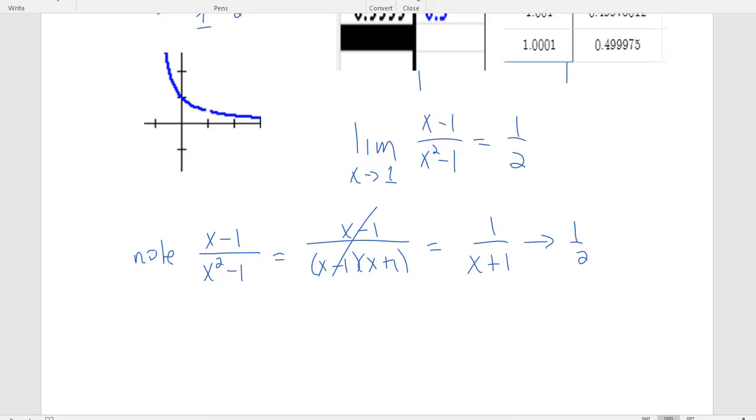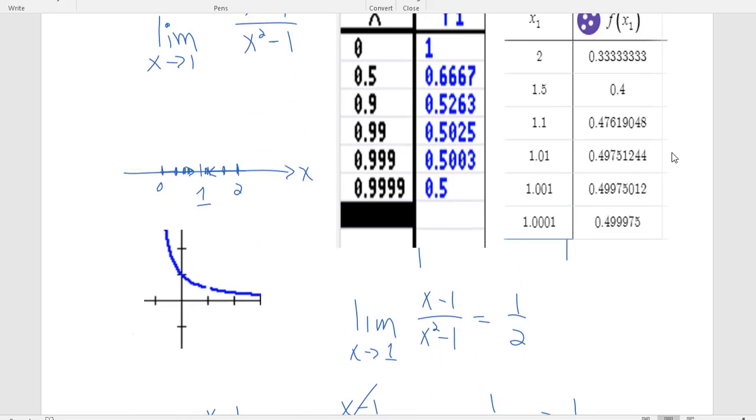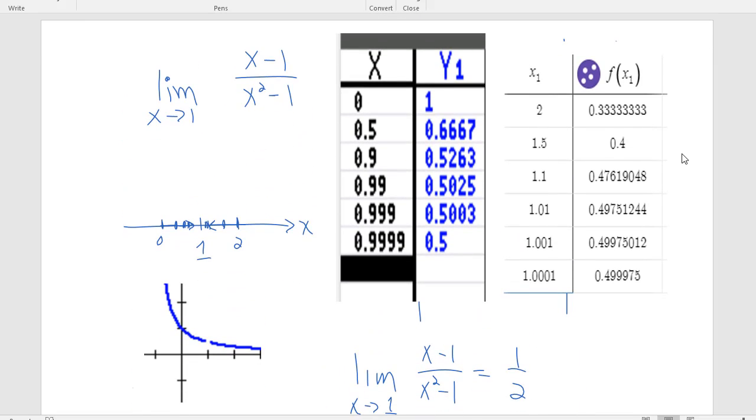However, I want to caution you, right? This isn't always an option. This algebra cleanup is not always an option. There are quite a few functions we're going to see in a calculus class where that kind of cleanup doesn't happen. So we're going to need to take different approaches to evaluating the limit than just simplifying and plugging the number in. So there's a couple different ideas that I want to come back and summarize here, okay?